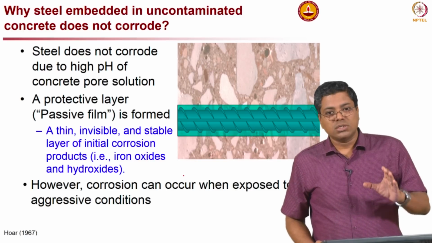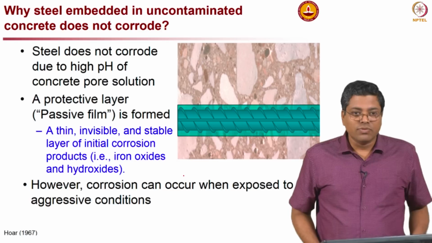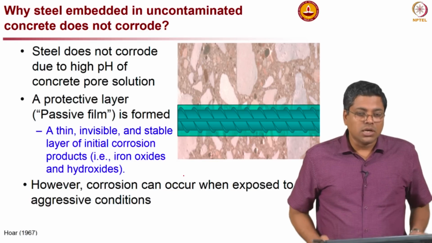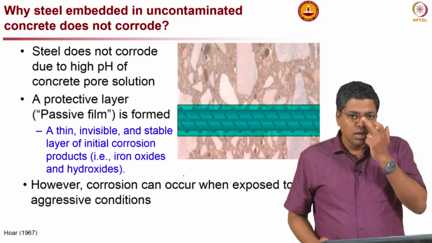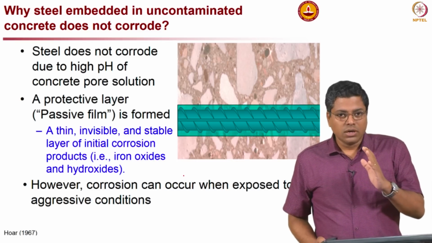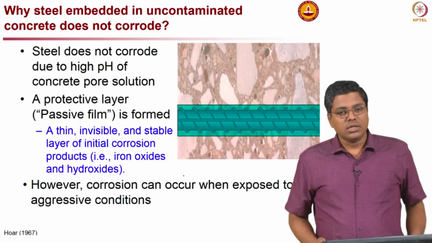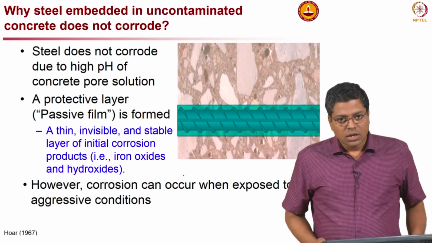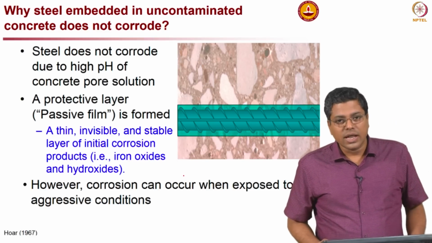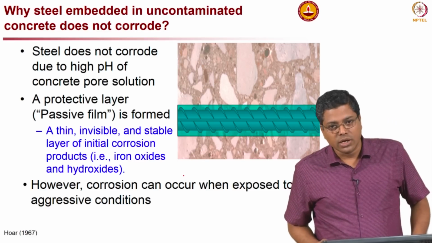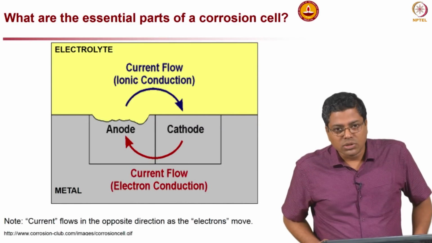So, the moment you immerse the steel in concrete or a cementitious system, you form something called a passive film, which is basically the initial corrosion products, but that has oxides and hydroxides of the particular metal, or the steel here in this case, and that will be able to protect the steel from further corrosion. Now, when you have chlorides coming into the picture, that chloride will actually damage or break this passive film, which will lead to corrosion. Now, what are the essential parts of a corrosion cell?